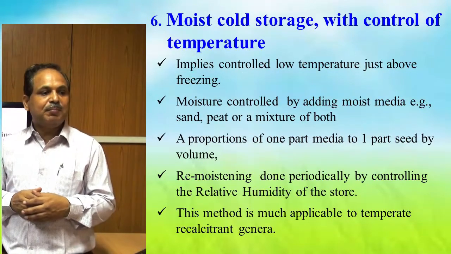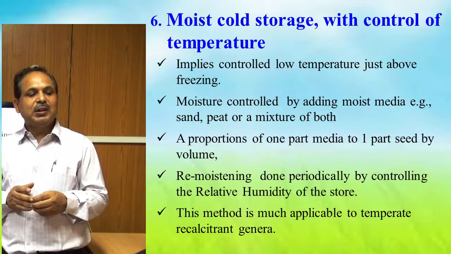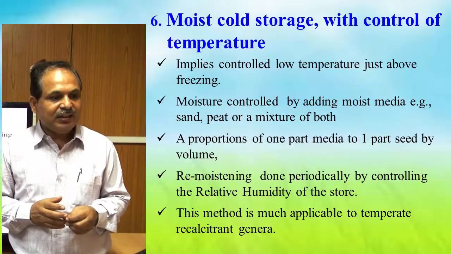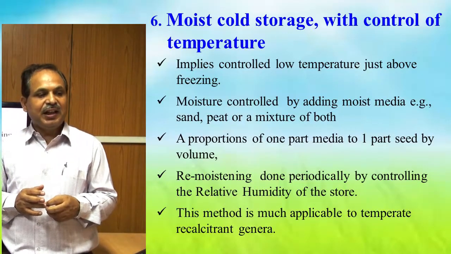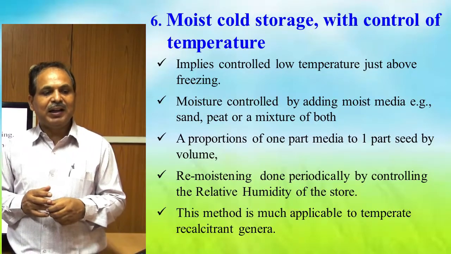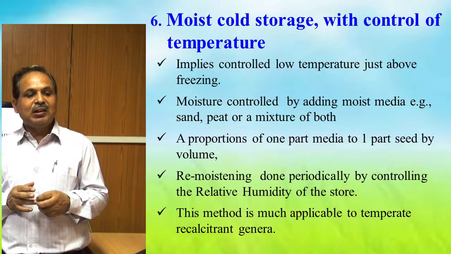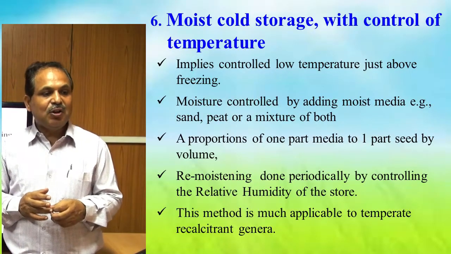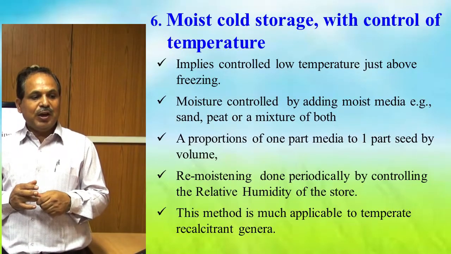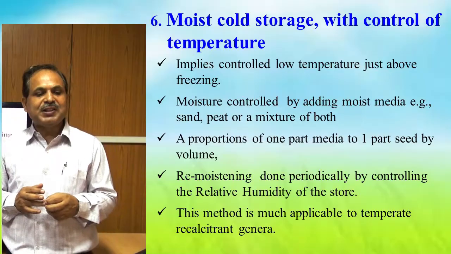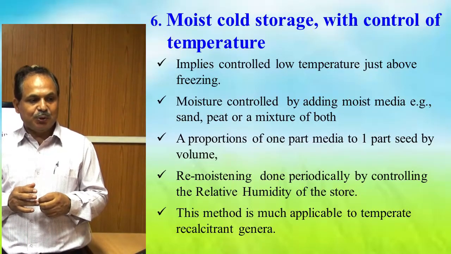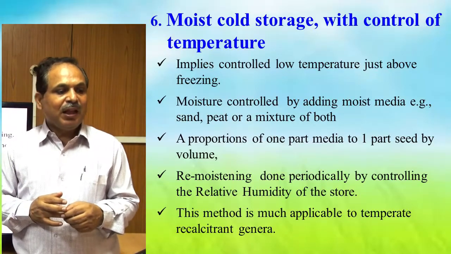The next one is moist cold storage with control of temperature. It implies a low temperature just above freezing. In this, moisture is controlled by adding moist media like sand, peat or a mixture of both. A proportion of 1 part media to 1 part seed by volume is generally used for this purpose.